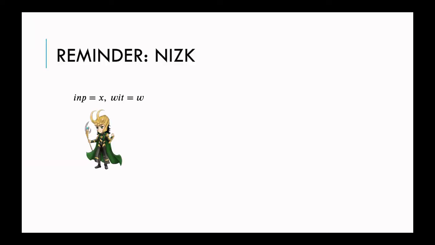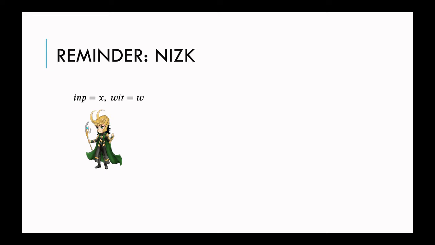So, a short reminder about the setting. We are interested in something that is called non-interactive zero-knowledge proof, where there is one prover and possibly many verifiers. Prover has an input X that supposedly belongs to some language L. For example, X is a composite number, and then he has a corresponding witness that proves that X belongs to L. For example, the factorization of this composite number.